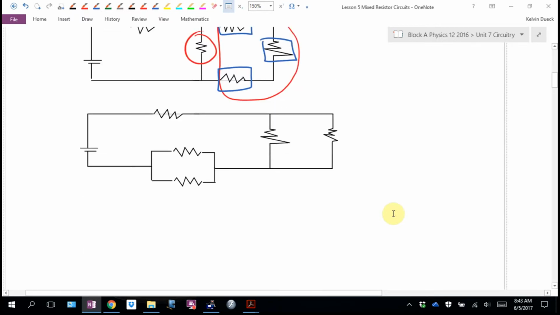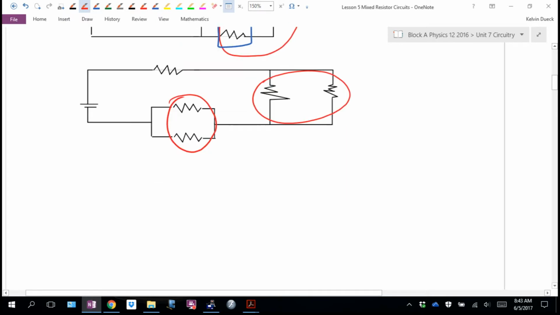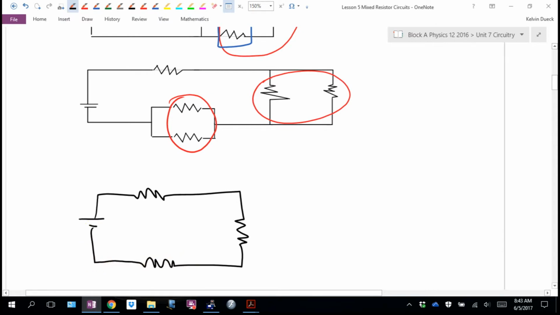What about here? Hey, these are parallel. Those are parallel. And so if I wanted to, I could rewrite this as a single resistor, a single resistor, and a single resistor, and now those are all in series, add them up, and I'm good to go, and I can find whatever I need to.